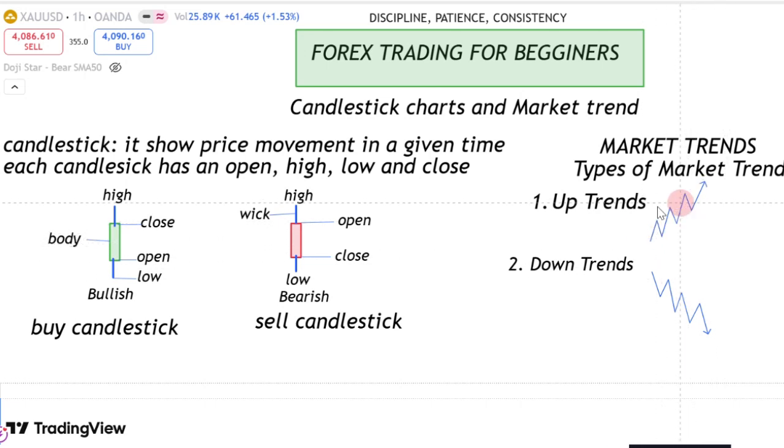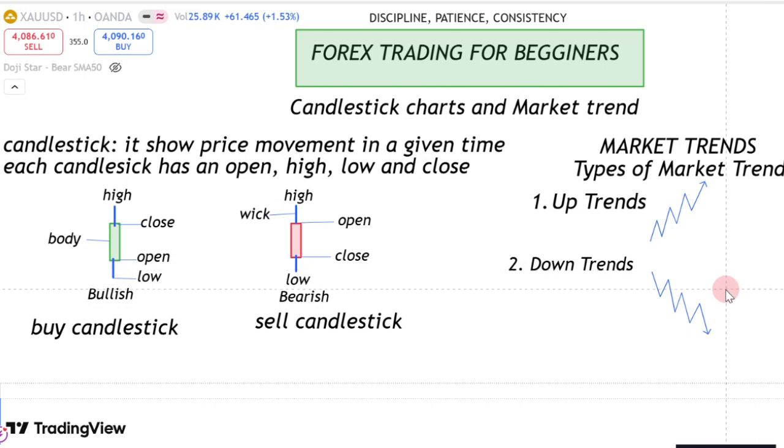So when you get to know that the market is in uptrend, this is when you buy. When you are able to identify the market is making higher highs, higher lows, higher highs, higher lows, this is when you buy. And when you see the market is in downtrend, forming lower lows, lower highs, lower lows, lower highs, this is when you sell.